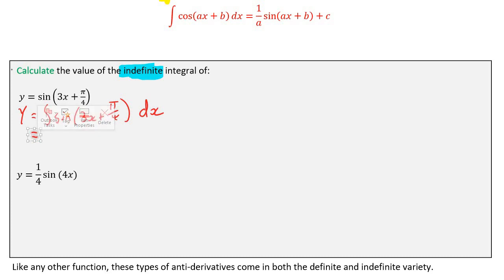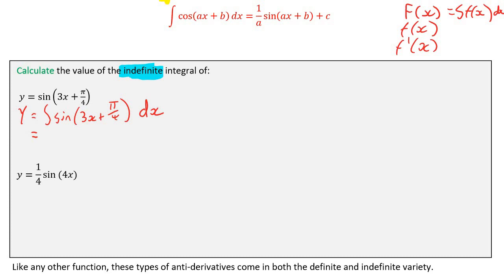Capital F just means the integral of. So you know how before I said you have f of x, you have f dash of x. If you integrate f dash of x, you get f of x. If you integrated f of x, you'd get capital F of x. So this is the integral of f of x dx.